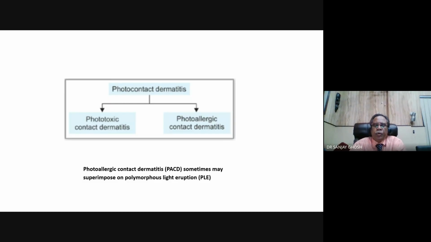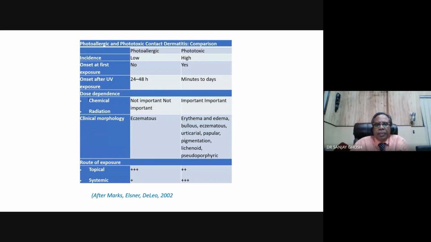Sometimes this photoallergic contact dermatitis may superimpose on polymorphous light eruption or PLE. So in any case of PLE, when you are dealing with polymorphous, you should exclude phototoxic and photoallergic contact dermatitis. There is a difference: photoallergic and phototoxic is like irritant contact and allergic contact. Usually the photoallergic is more common with topical drugs, systemic less, but phototoxic is more common with systemic drugs. Photoallergic happens 24 to 48 hours after, and phototoxic could be immediate.